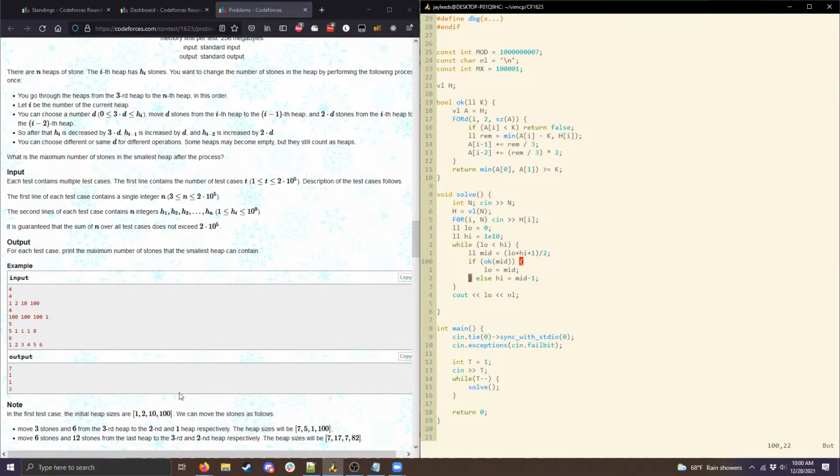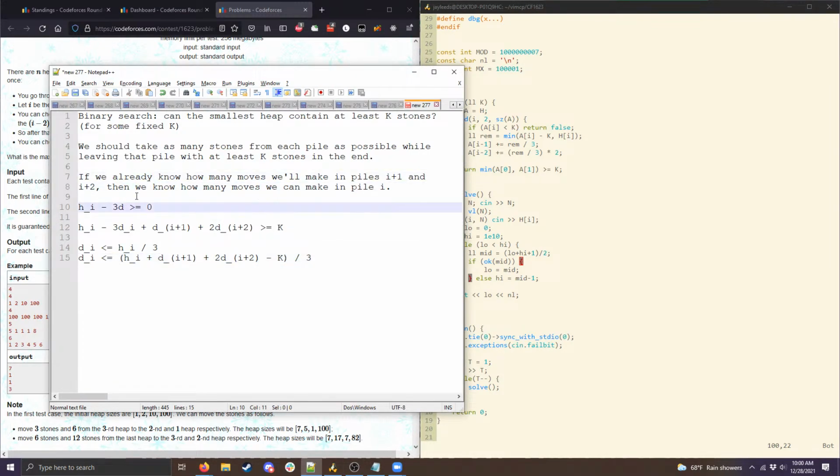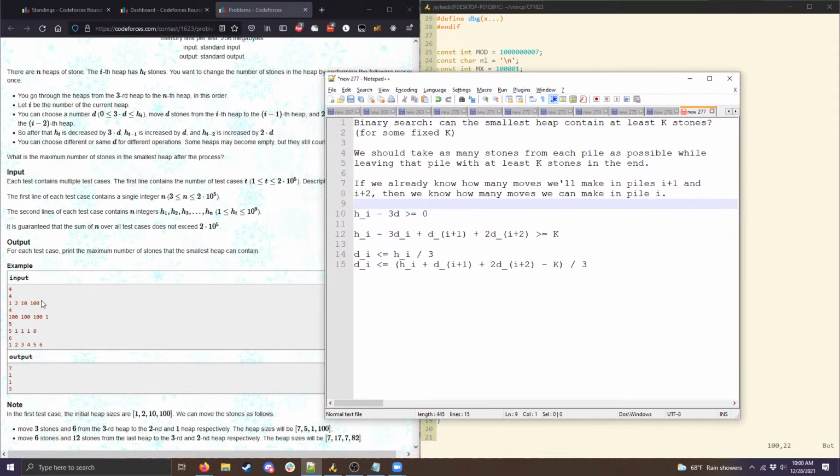Nala asks, can you repeat what you wrote in line 7? Yeah, so essentially, if we've already decided how many moves we're going to make in piles i+1 and i+2, then we know the values of d_{i+1} and d_{i+2}. And so we know the number of stones we're going to be left with in pile i is this expression where everything except d_i is constant now because it's known. We know what h_i is, and we've chosen d_{i+1} and d_{i+2} already. And so that lets us compute the exact number of moves we can make so that we don't drop below k stones in the end.